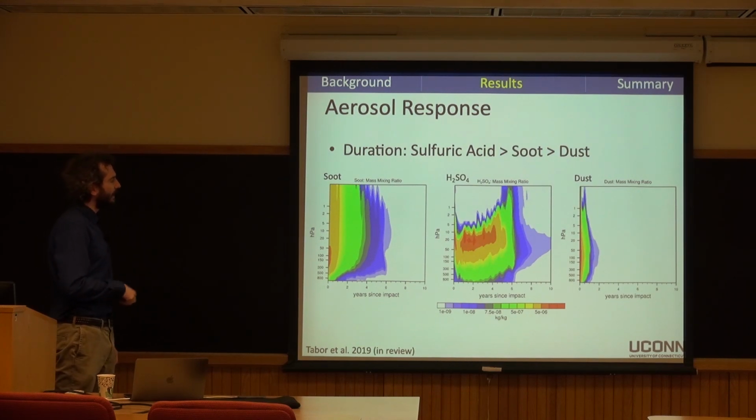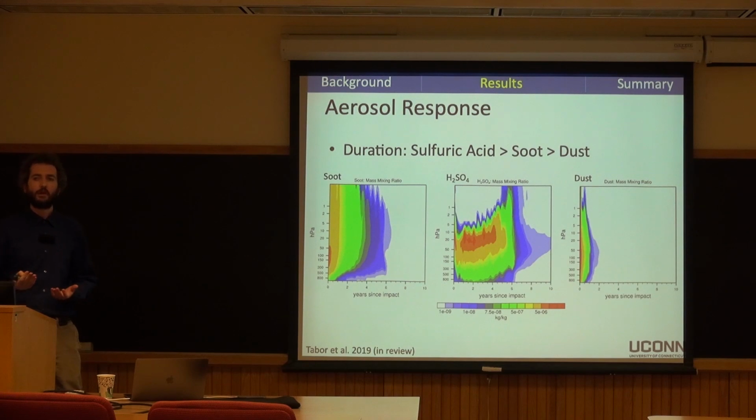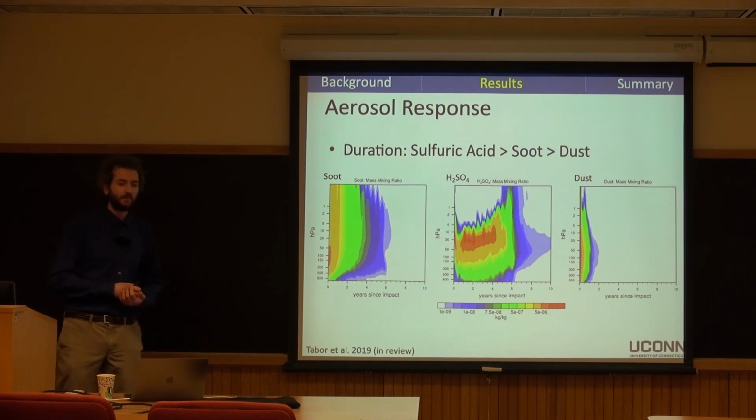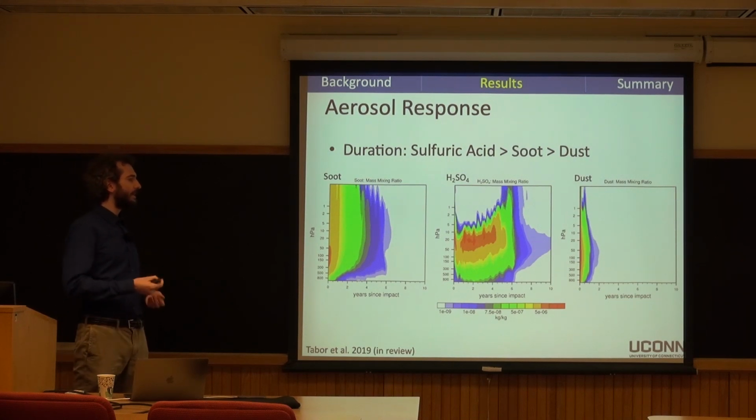In the middle plot here, I have the sulfuric acid concentrations through time, and it has a relatively long residence time in the atmosphere. And this is because we're emitting so much SO2 that we just don't have enough OH and H2O to really convert it all quickly, and so some of it can stick around for quite a long period of time.